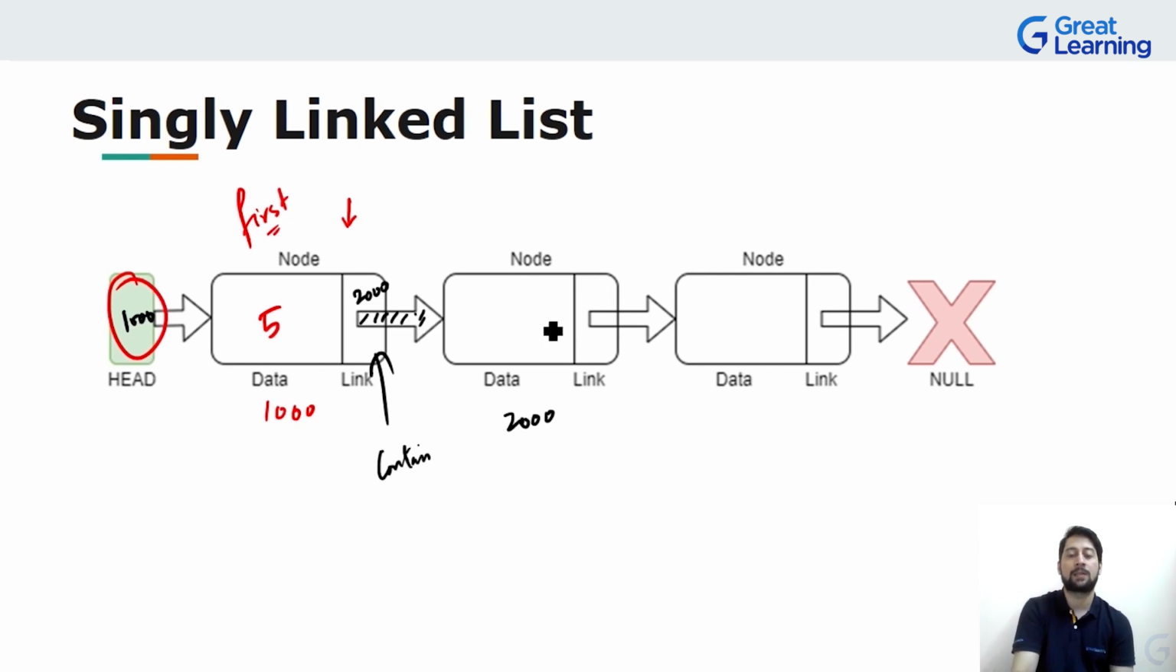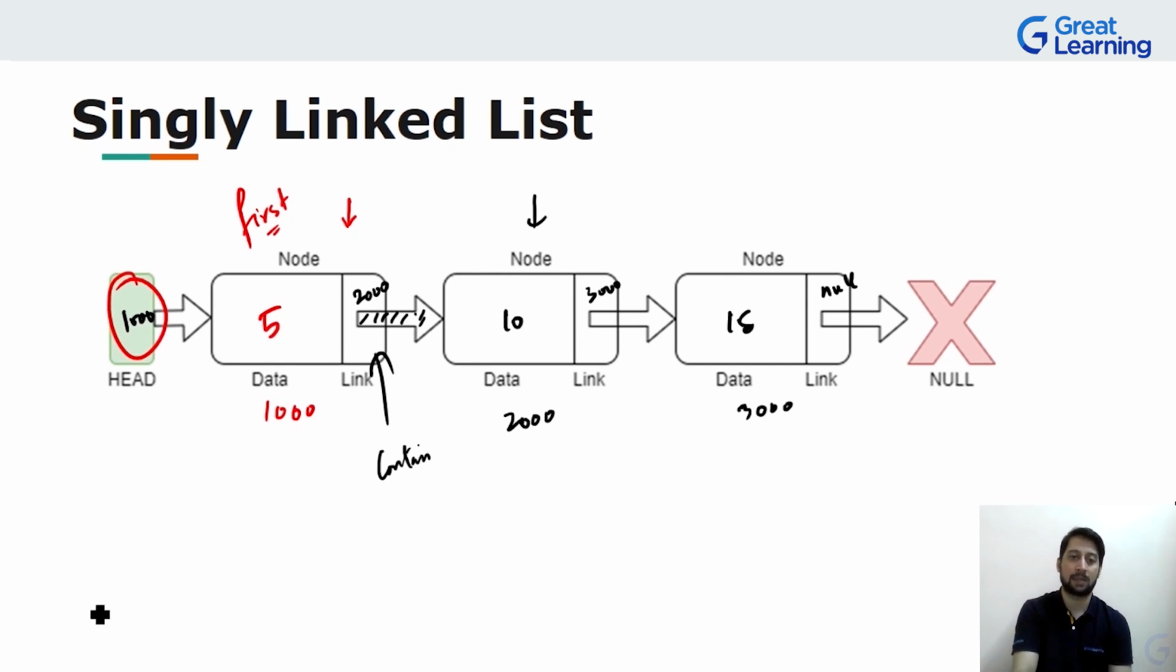Okay. Similarly, this node will also have some data. Let's suppose it is 10, and it will be pointing to the next node, which is, let's suppose the address of this node is 3000. So 3000 will be here. And this will also contain some data, let's suppose 15. And since this node is not pointing to anything else, we'll store null in it. Okay, done. This is how your singly linked list looks.